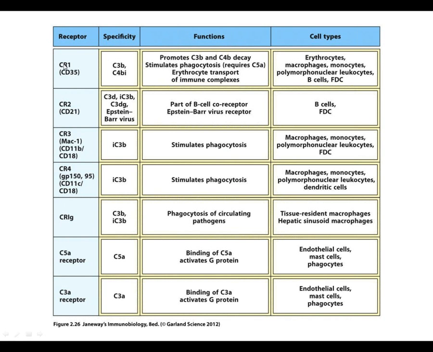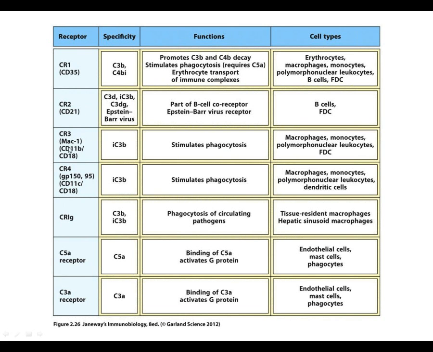So receptors: you have complement receptor 1, complement receptor 2, 3, 4, complement receptor Ig, C5a receptor, C3a receptor. They all have functions, but then there are some tricky points here that I just want to draw your attention to. CR2 is also known as CD21. We find it on B cells. It's exploited by EBV. So CD21, CR2, EBV, hopefully are ingrained in your mind together.